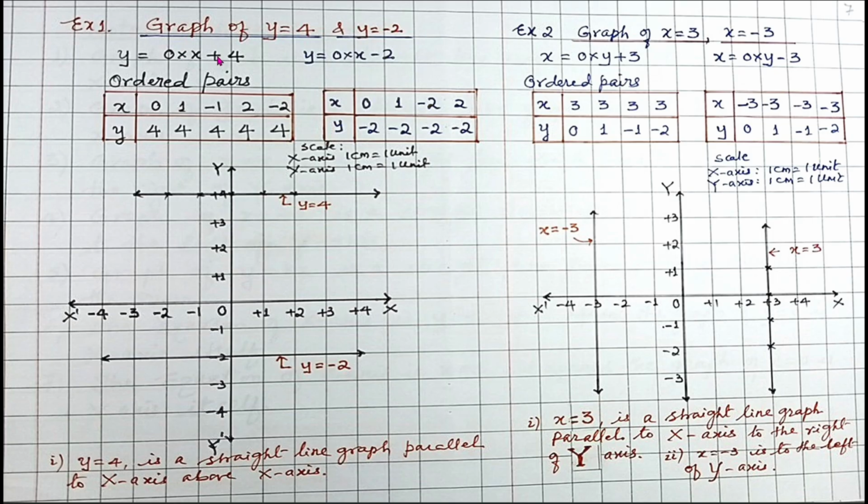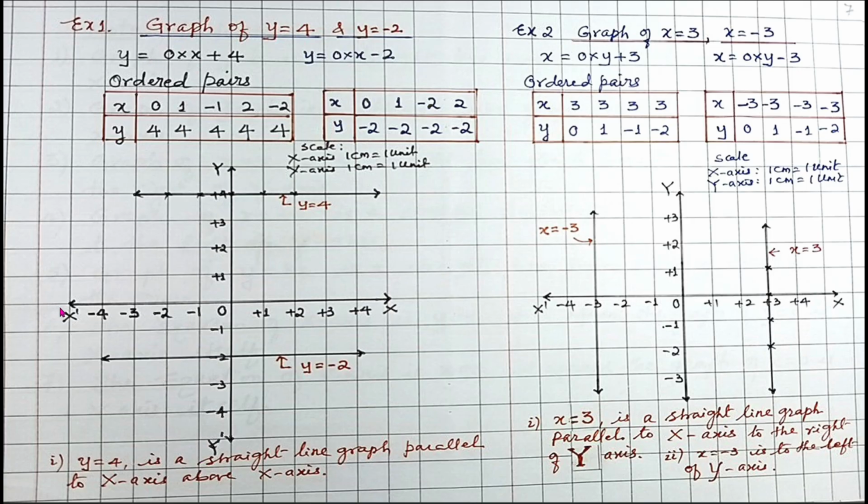We know that y is equal to mx plus b, so the standard form will be, since x is not there, I put 0 here: 0 into x is 0 plus 4, again I'll get y is equal to 4. So write the linear equation in standard form first, that is the y is equal to mx plus b form. Then find the ordered pairs. Now for different values of x and y, put x is equal to 0, y is equal to 4, put x is equal to 1, y is equal to 4. For different values of x, y remains the same.